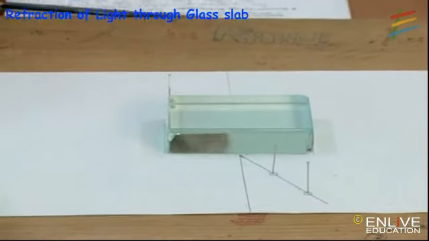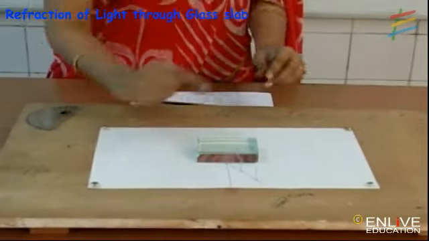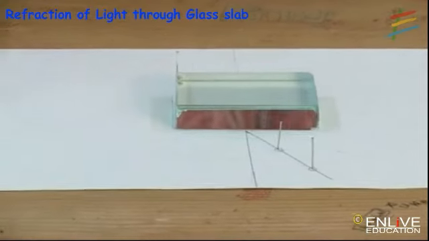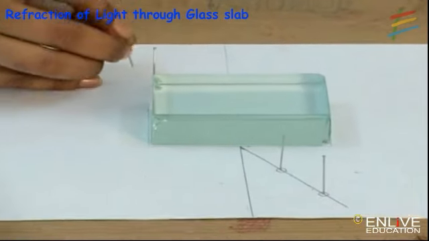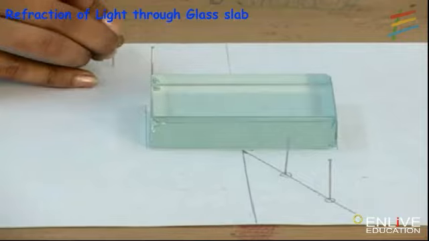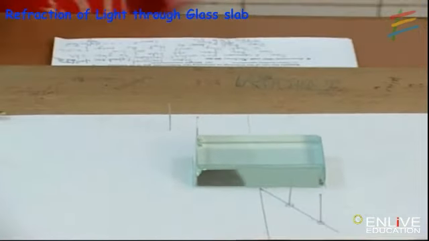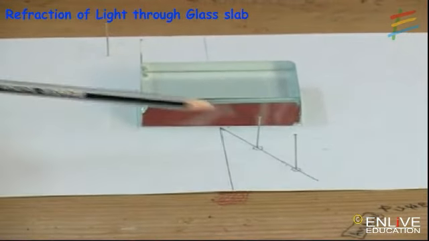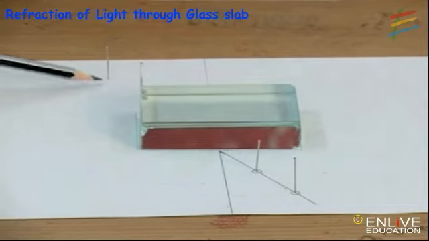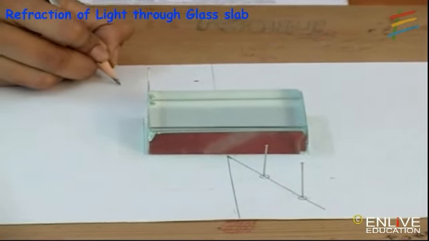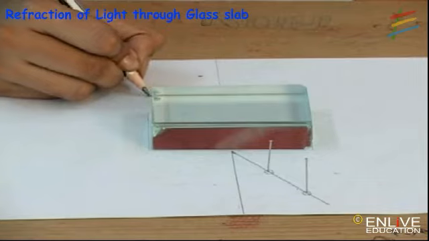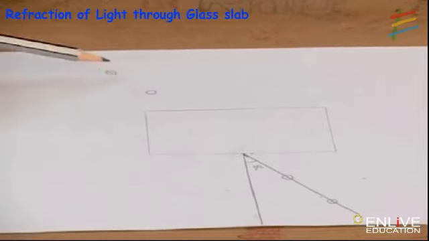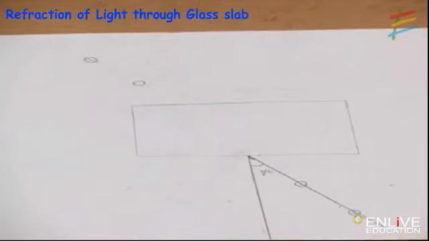Similarly, we will take another metal pin and we would be placing this metal pin after I observe the images of these two pins and the position of the third pin. Now what I observe through the glass slab is that all these pins are aligning in the same line. Once I place the two metal pins, I remove them and mark their position. These two positions are marked and simply now we will join these two positions with the boundary of the glass slab.